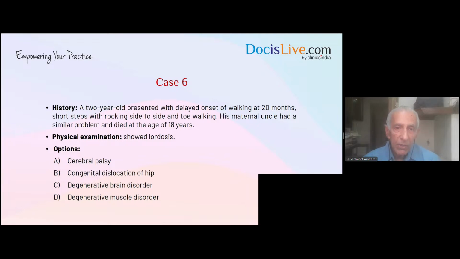But the history of family, a maternal uncle dying at the age of 18 years of such a disease, and examination only showed that he has a lordosis. Which is unusual at this age. At this age, generally, they have a kyphosis. Your options are: he has a cerebral palsy, he has a congenital dislocation of the hip, he has a degenerative brain disease or a degenerative muscle disease. Your time starts now.